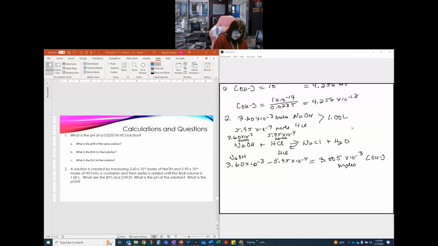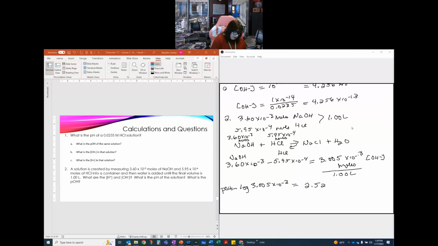I need to take and divide that number of moles by the 1 liter, which then turns it into molarity, which of course I cheated. I give you a 1 liter container, so there you go. So your molarity of OH minus is 3.005 times 10 to the minus 3. If that's how much OH I have left, I take the negative log of the 3.005 times 10 to the minus 3, and that will give me my pOH. I take the negative log of that lovely answer that I calculated, and that gives me 2.52.